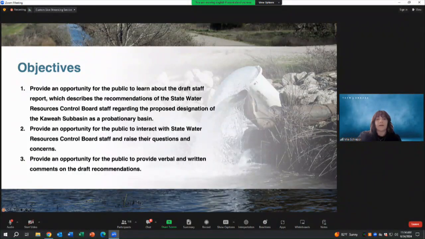Our meeting objectives today are: 1, to provide an opportunity for the public to learn about the draft staff report, which describes the actions staff recommend the State Water Board should take for the proposed designation of Kaweah Subbasin as a probationary basin. To provide an opportunity for the public to interact with State Water Resources Control Board staff and raise questions and concerns. And to provide an opportunity for the public to provide verbal and written comments on the draft recommendation.